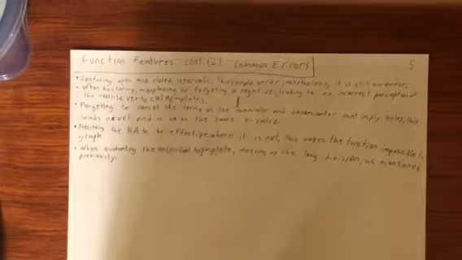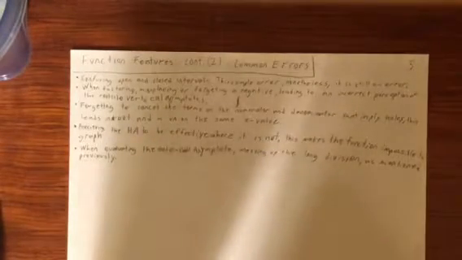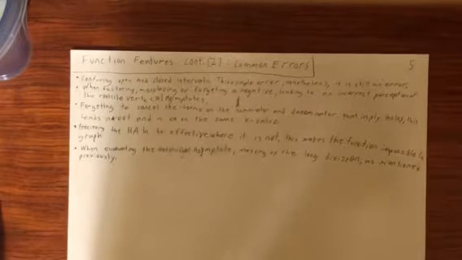Next, you could perceive the horizontal asymptote to be effective where it is not. This pretty much makes the function impossible to graph. And lastly, when evaluating the slope of a slant asymptote, messing up the long division as mentioned previously.